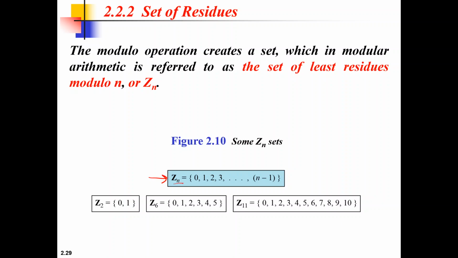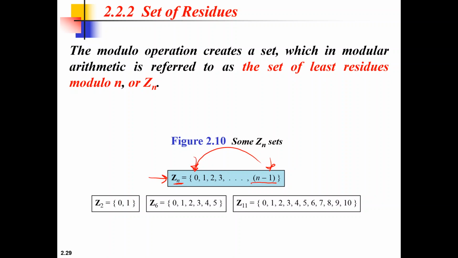When I write Z of n, that means I'm writing a set for modulo n. It will have all the numbers starting from 0, and the last number will always be n minus 1. So we say that after n minus 1, it wraps around. After n minus 1, every number will be represented by 0, 1, 2, 3 and so on.